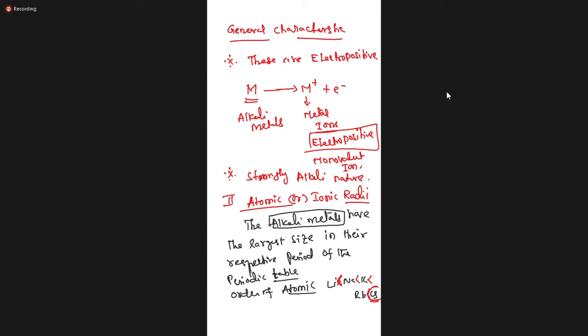Is it correct? In the period, alkali metals are the largest. Is it correct or not? Because from left to right atomic radii decreases, from top to bottom atomic radii increases. From left to right, effective nuclear charge increases. From top to bottom, effective nuclear charge decreases. From left to right, atomic radii decreases. From top to bottom, atomic radii increases. Is it clear or not?